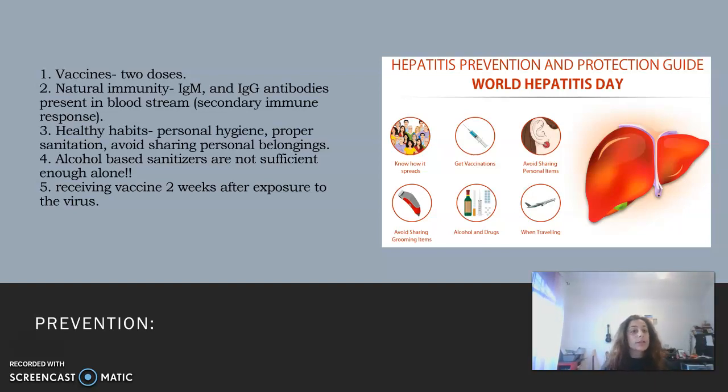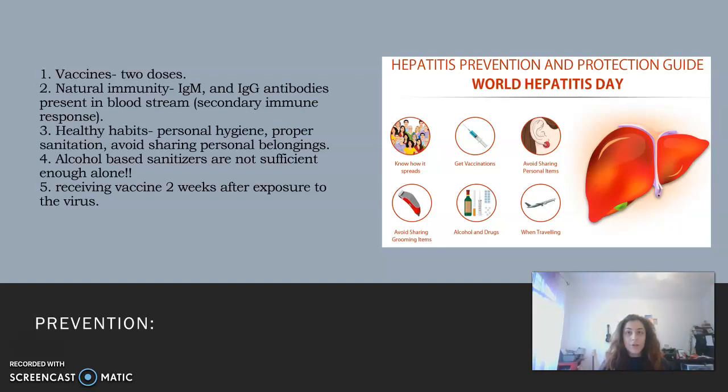There's also natural immunity, so IgM and IgG antibodies can be present in the bloodstream. IgM is the first antibody that's seen if someone has Hep A. IgG is seen in the bloodstream after Hep A infection has subsided. Now this provides a secondary immune response.